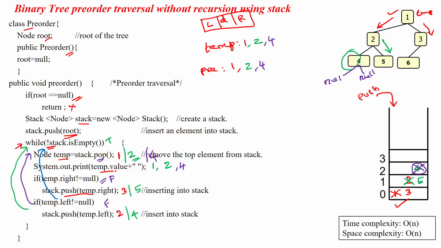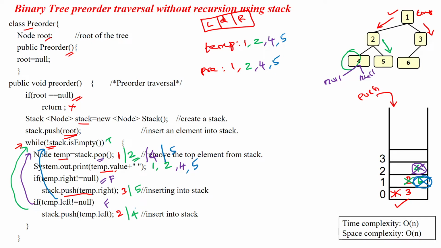Now again we are checking the stack: is it empty or not empty? Not empty. So if it is not empty, we are popping the top element. The top element in the stack is now 5. So 5 is popped and assigned to the temporary. Now the temporary is having the 5, printing the temporary dot value. So 5 is printed here.